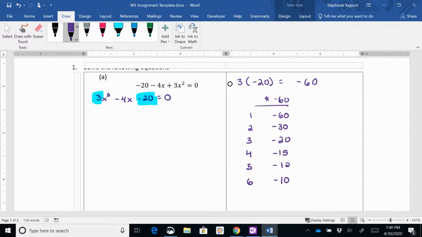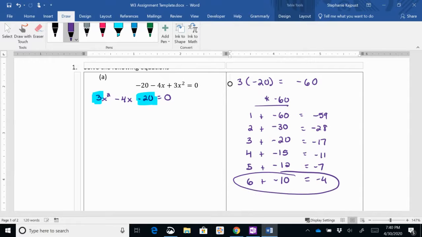So now I want to look for the pair that when you add them together, you get negative 4, that middle number that I have not highlighted. So that gives me negative 59, negative 28, negative 17, negative 11, negative 7, negative 4. So I have found my pair of numbers. So I needed to find numbers that multiply to negative 60 and then add to negative 4.